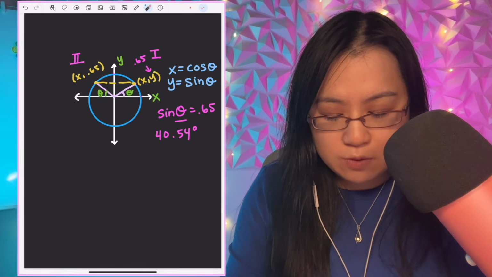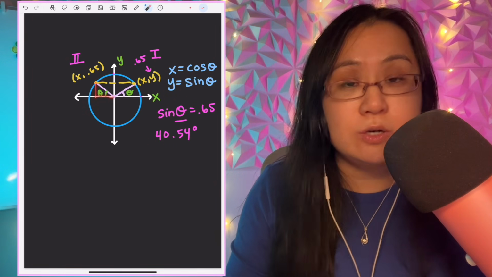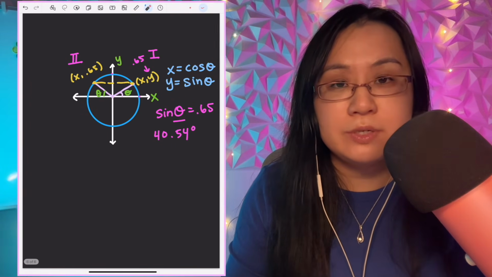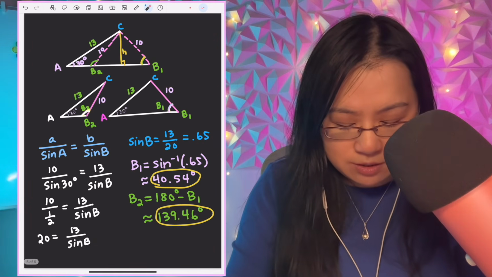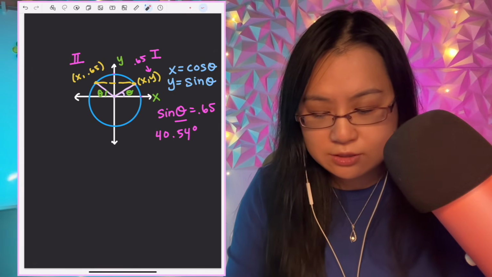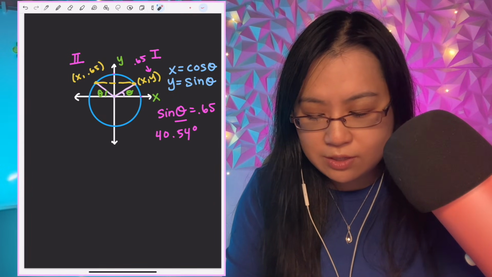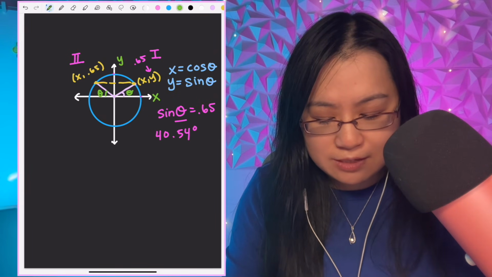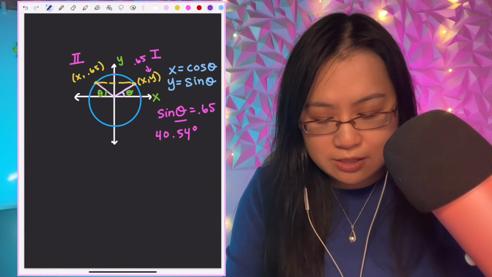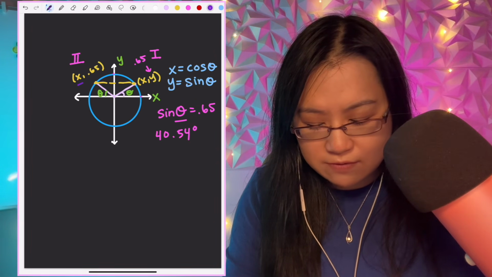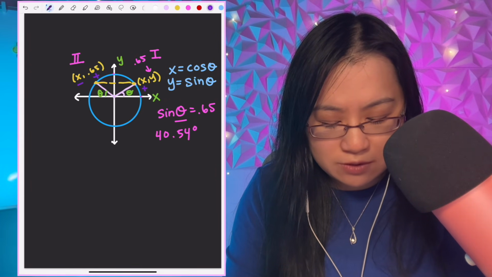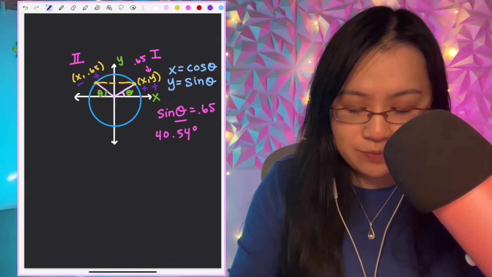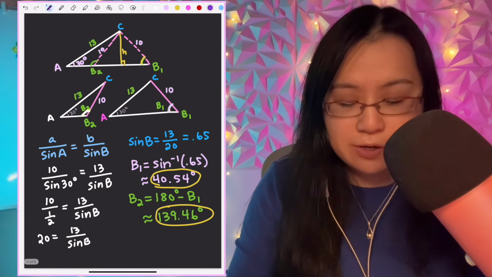So if you wanted the x value, you do cosine of that value, cosine of 139.46. In this case, you have the same kind of symmetry, but this x would be negative and this y is positive, and for this one the x is positive and the y is positive. So that's what's actually going on.